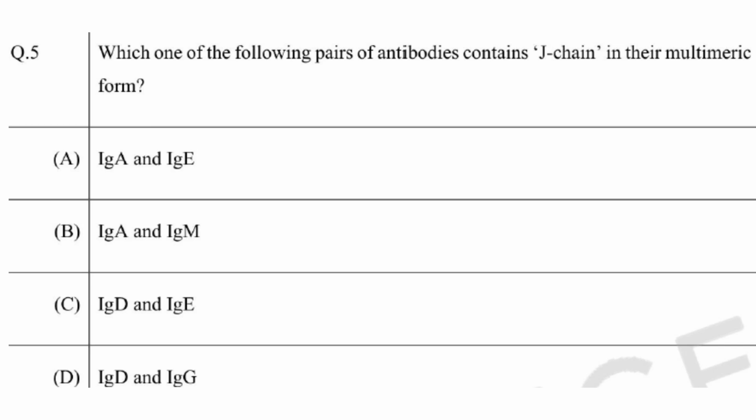Then next one. Which of the following pair of antibodies contain J chain in their multimeric form? So it is IgA and IgM that contains J chain in multimeric form. Answer is option B.